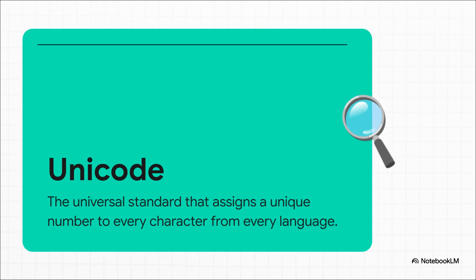And that solution is Unicode. The easiest way to think about it is like it's the United Nations for text. It's this one universal standard that gives a unique number, we call it a code point, to every single character from every language on Earth, and yeah, that includes emojis. What this means is your computer doesn't have to guess anymore. It has a single definitive rulebook for understanding text.